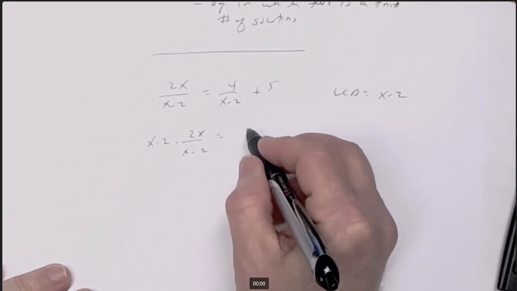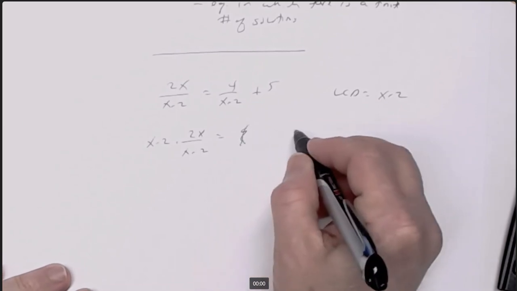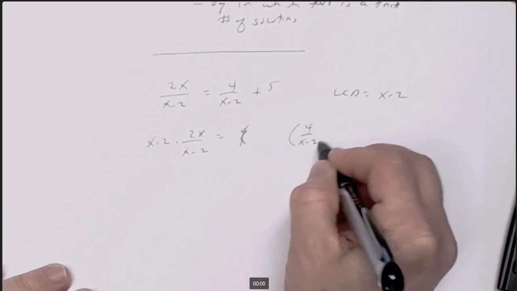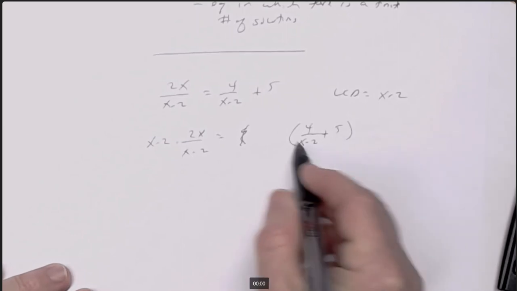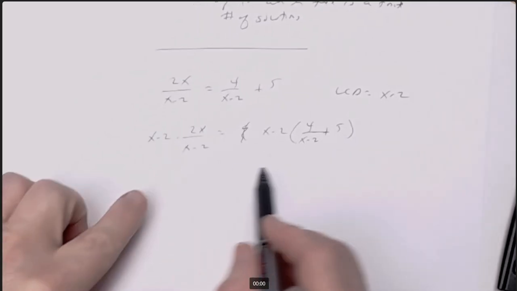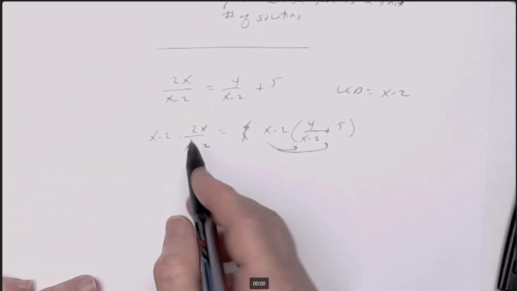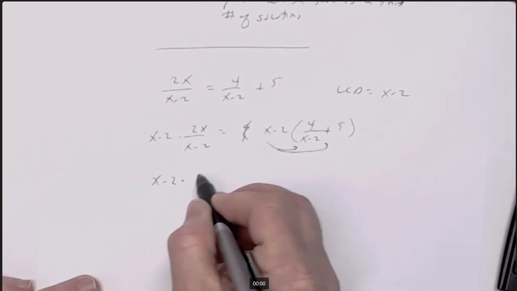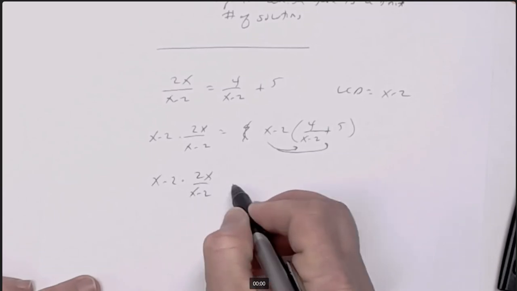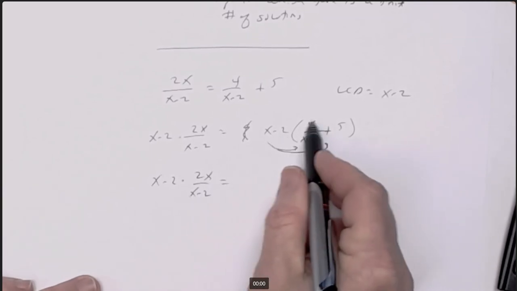And you multiply by x minus 2. Okay, now I'm going to go ahead and distribute here. I'm going to just rewrite this one over. X minus 2 times 2x divided by x minus 2 equals, and then x minus 2 times 4 divided by x minus 2, plus, and then 5 divided by x minus 2.